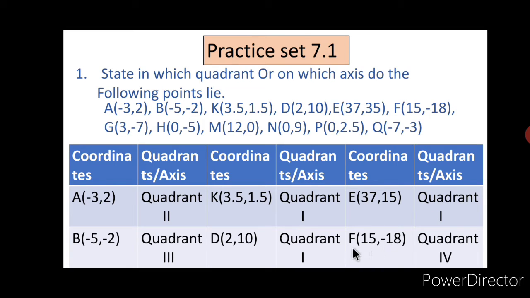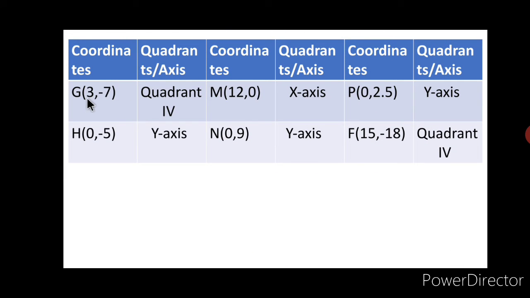Next point is F. Its x coordinate is positive and y coordinate is negative. Therefore, that F point lie in the fourth quadrant. Then next point is G. Its x coordinate is positive and y coordinate is negative. Therefore, it lie in the quadrant 4.